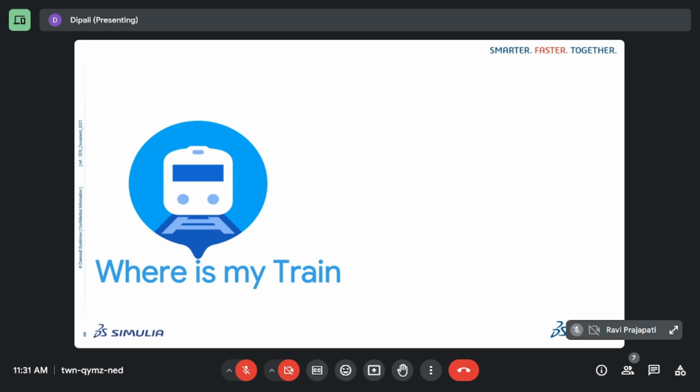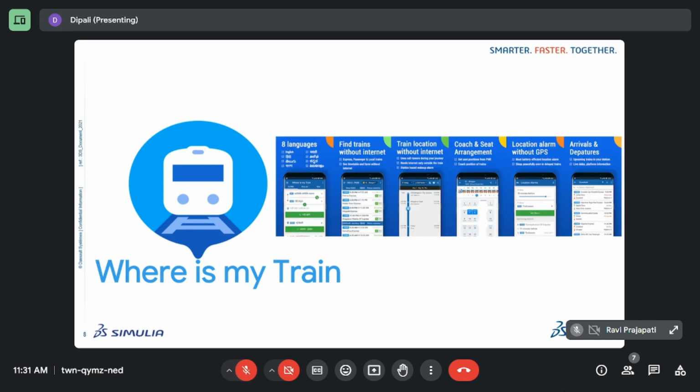Although we are using such kind of apps in our daily routine. Why? Because it provides additional privilege to me. Which type of privilege am I getting? So these are some privileges that I am getting. It is available in various languages, so I can get the information in my particular mother tongue. It finds the train location without internet.